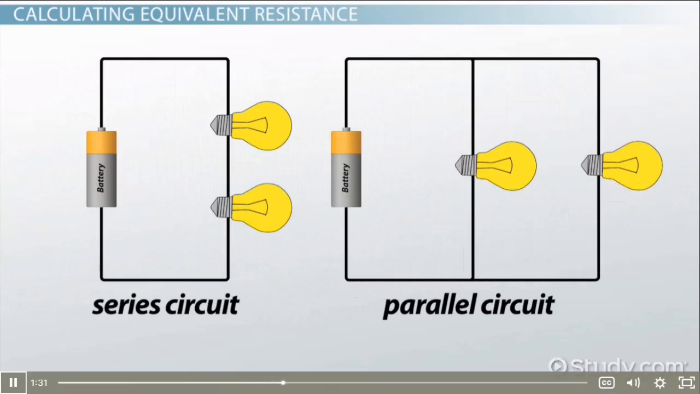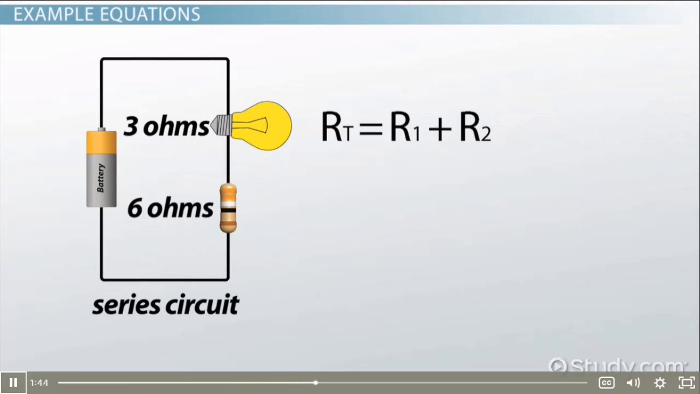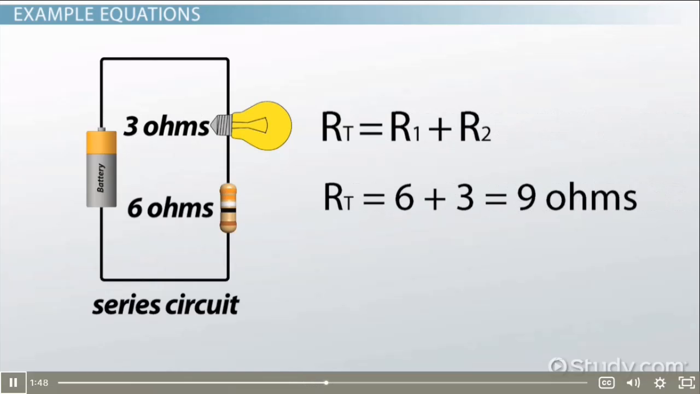Let's go through an example of each type. Let's say you have a series circuit containing a resistor, a bulb, and a battery. The resistor has a resistance of 6 ohms, and the bulb has a resistance of 3 ohms. What is the equivalent resistance of the circuit? Simple. 6 plus 3 equals 9 ohms.